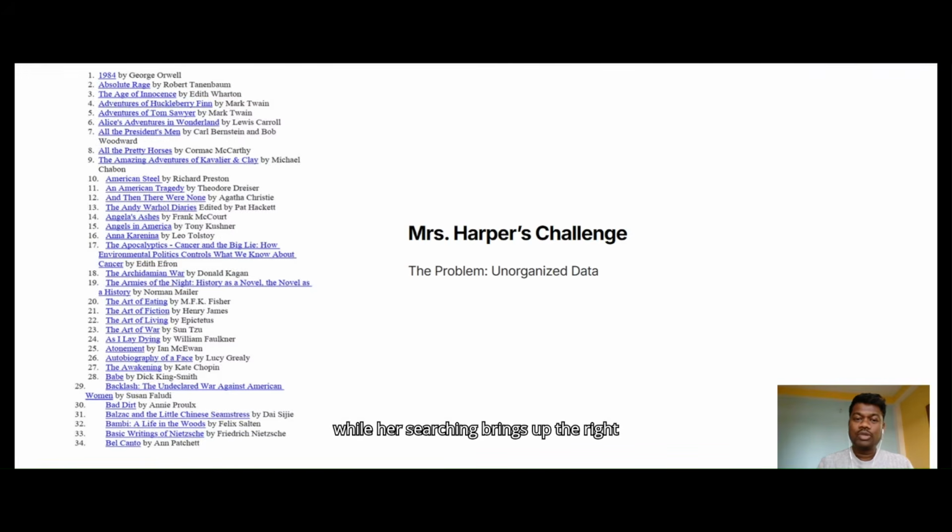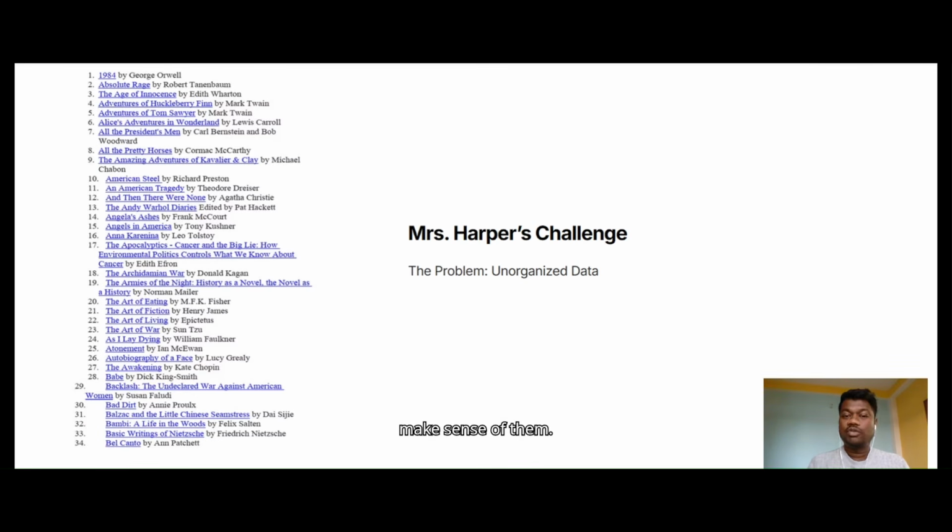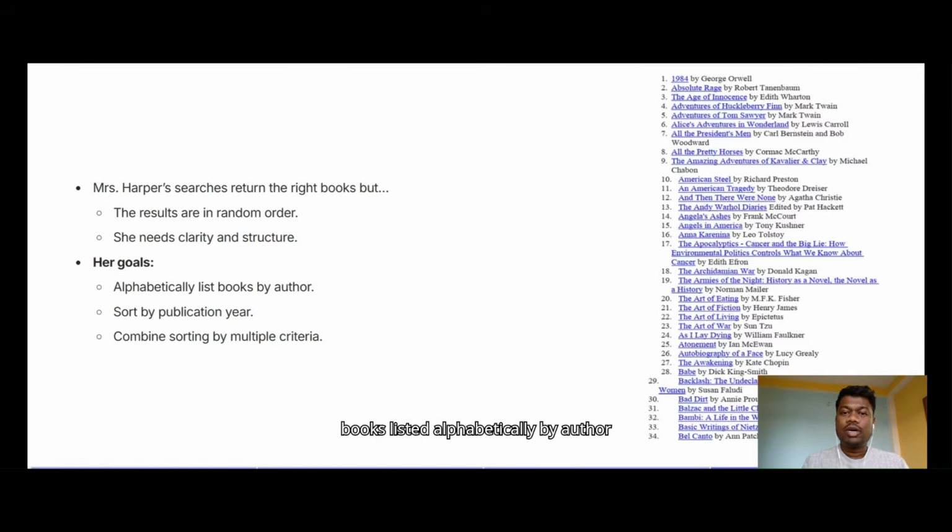While her searching brings up the right books, the results that she's getting are not completely organized. She's getting unorganized data whenever she's trying to retrieve the data from the database. So they appear in random order, making it hard for her to make sense of them. For example, she might want to see the books listed alphabetically by author or sorted by the publication year to identify older and newer books at a glance. But right now, there is no structure to her search results, and that is frustrating.